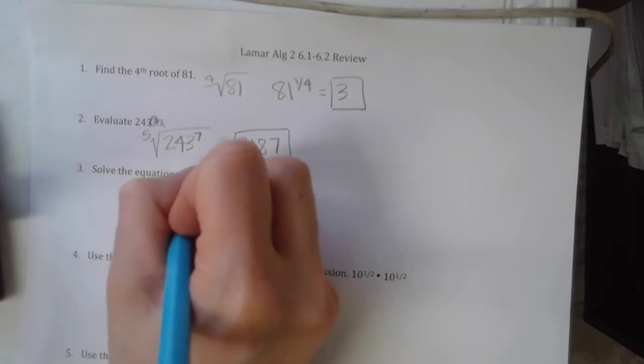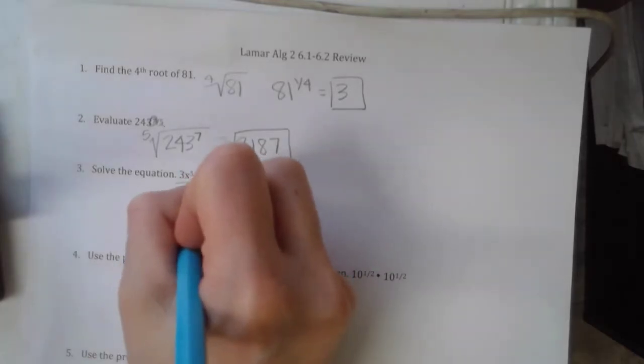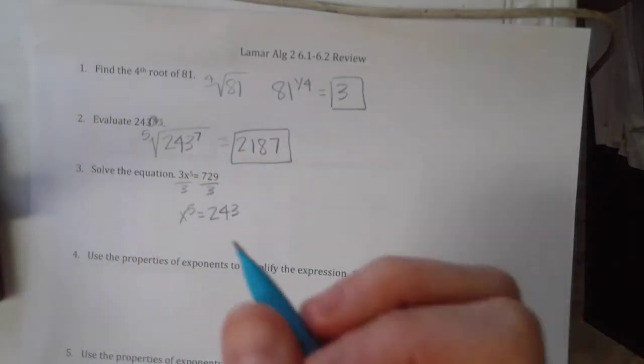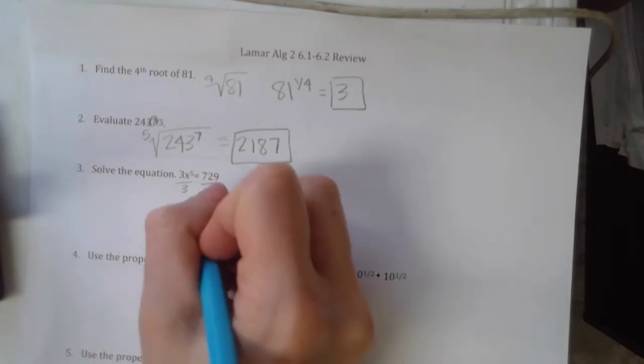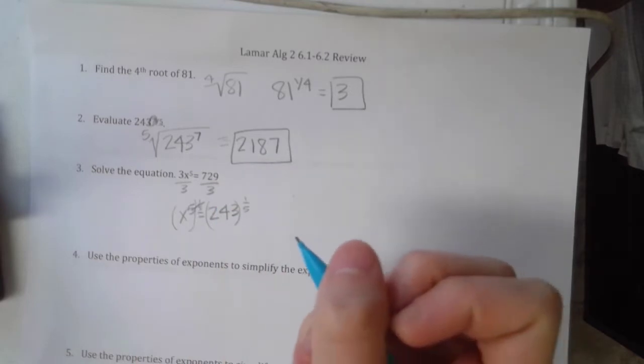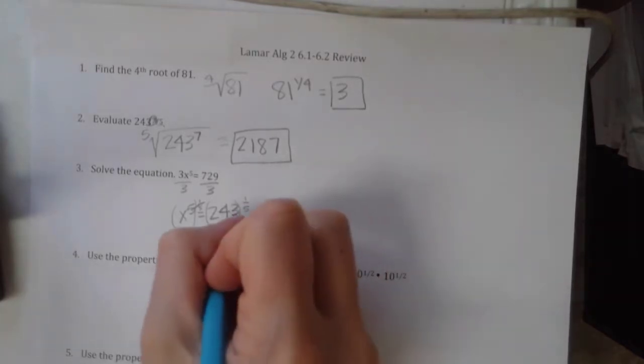Alright, solve the equation 3x to the 5th equals 729. The first thing you need to do is divide by 3. You'll get 243. To get rid of x to the 5th, you want to raise both sides to the 1/5 power. So those cancel out and you just have x left. 243 raised to the 1/5 power is going to be 3.